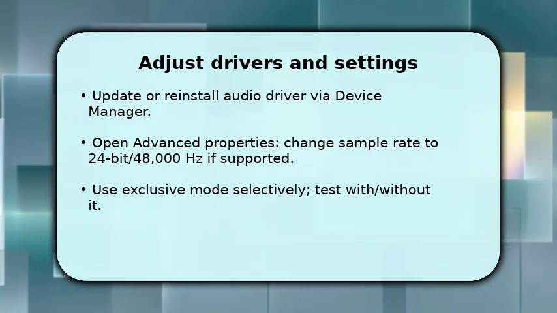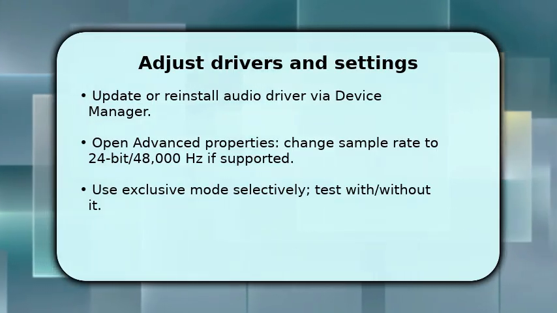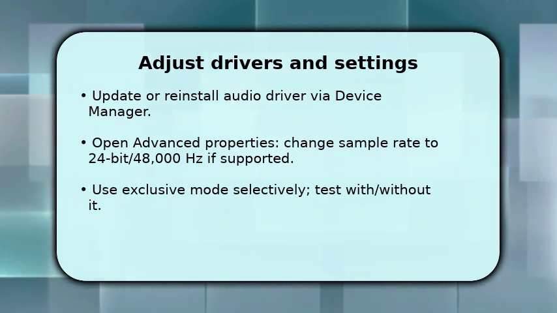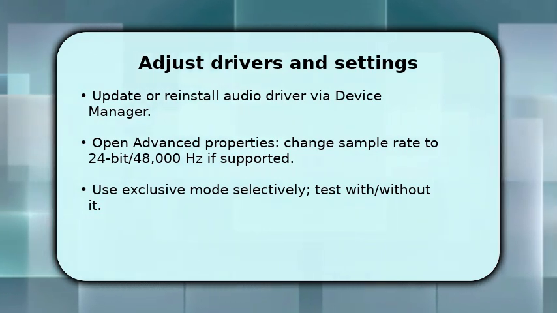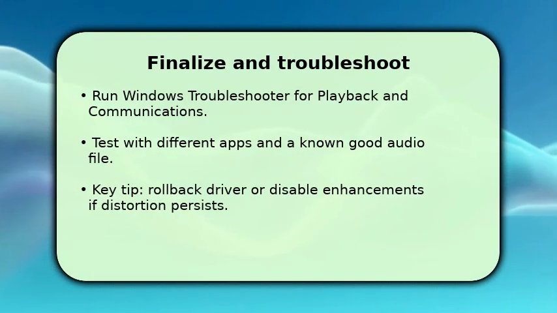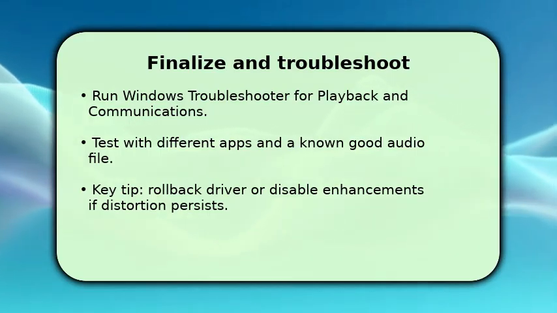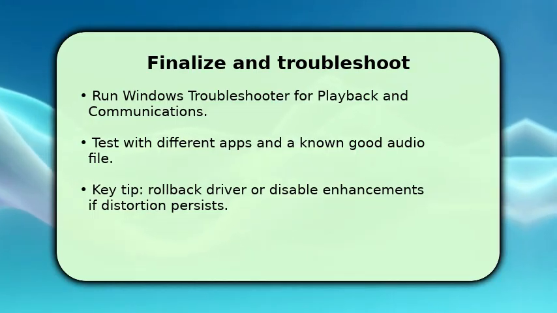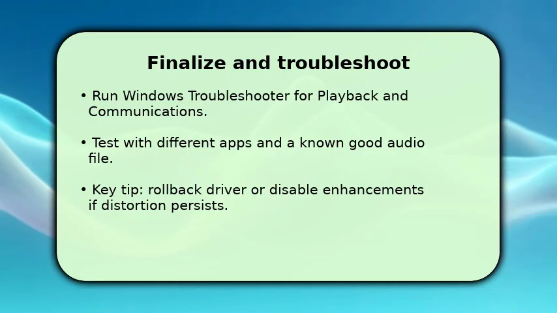Once adjusted, test audio with and without exclusive mode because some apps need it while others suffer from it. This tells you which configuration yields the cleanest playback. To finish, validate changes by playing a high-quality test file and switching between apps to confirm consistency. Run the built-in audio troubleshooter to catch leftover configuration or service issues and make sure your app volumes are balanced.